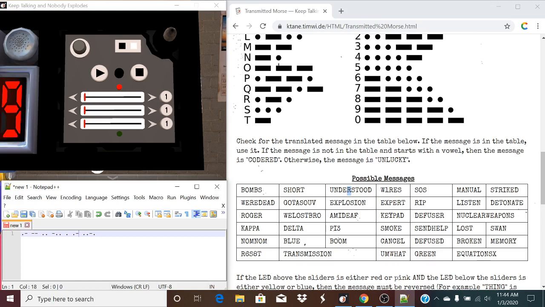Dash, dash, dot, dot, dot, dash. Alright.